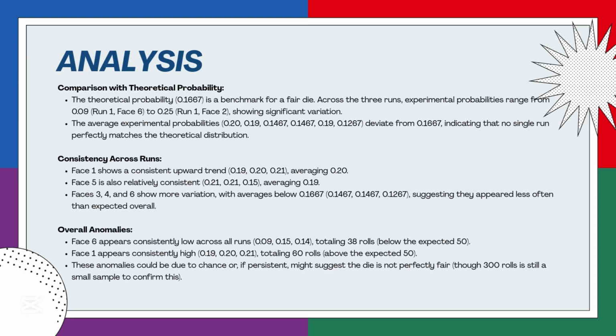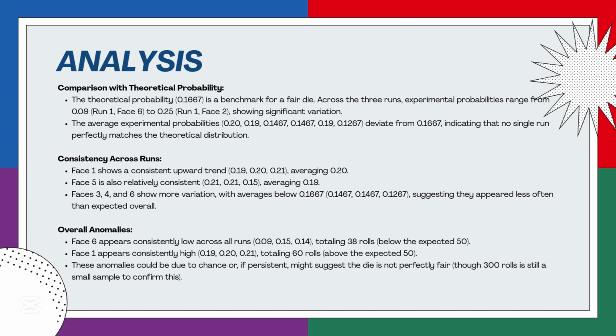Now, let's analyze our dice experiment results. Based on the table, we can tell that the theoretical probability for each face is 0.1667, but our experimental probabilities range from 0.09 for Phase 6 in Run 1 to 0.25 for Phase 2 in Run 1, with averages of 0.20, 0.19, 0.1467, 0.1467, 0.19, and 0.1267, showing clear deviations. Most importantly, Phase 1 averages 0.20, while Phase 6 averages 0.1267, highlighting a trend.